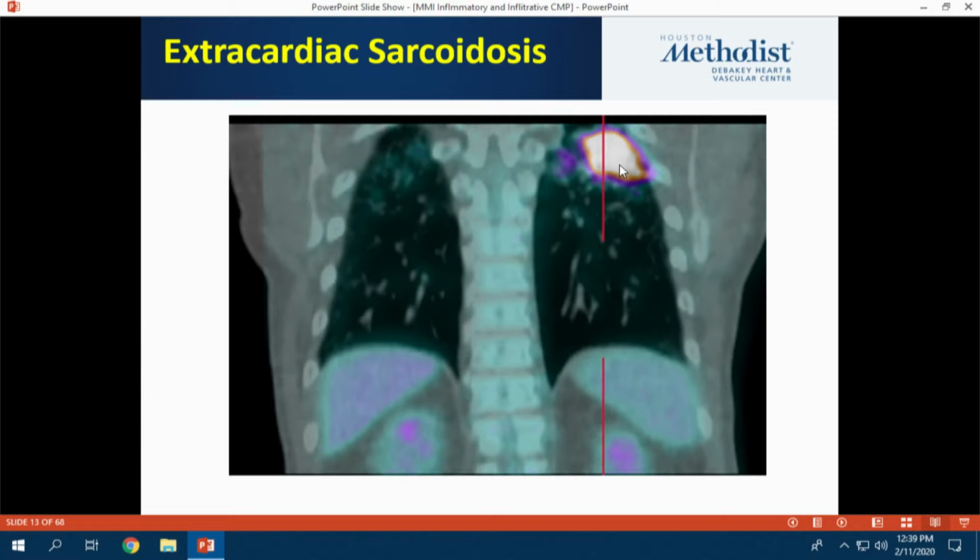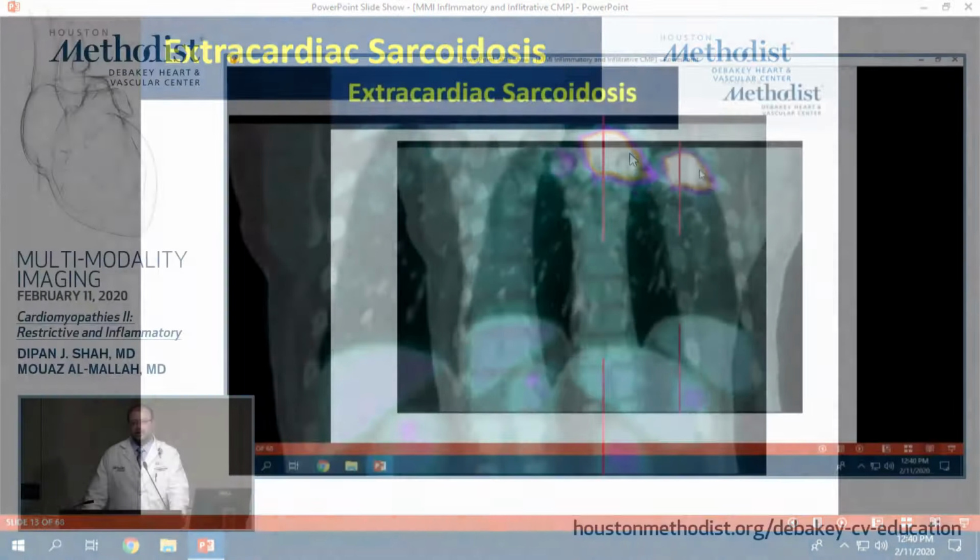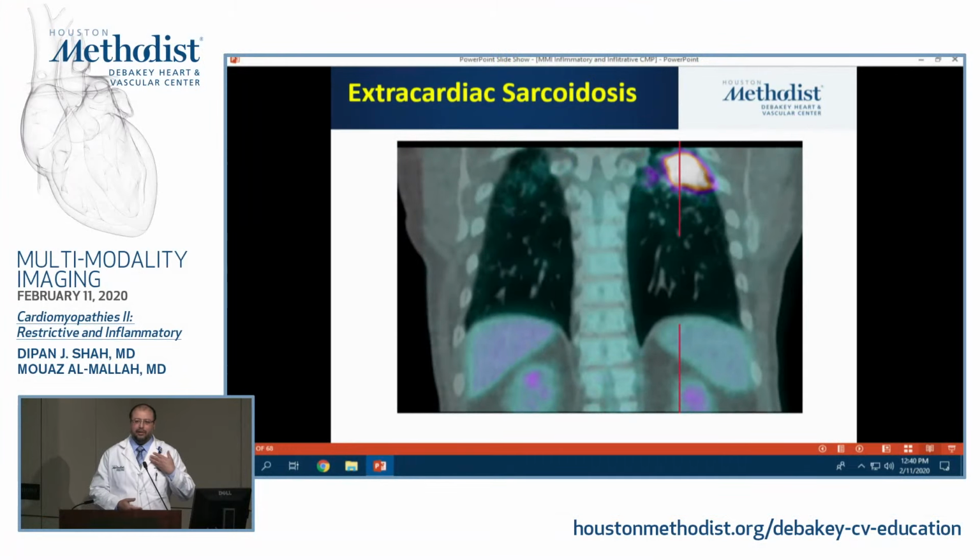But with PET, we also can diagnose extracardiac sarcoid. So this is one of our patients here who had no cardiac uptake at all. But you can see how intense of an uptake we saw in his lung, and he had scarring and infiltrate, and this patient had biopsy-proven sarcoidosis in his lungs. So we can diagnose cardiac, but we can also look at anything within our field of view.